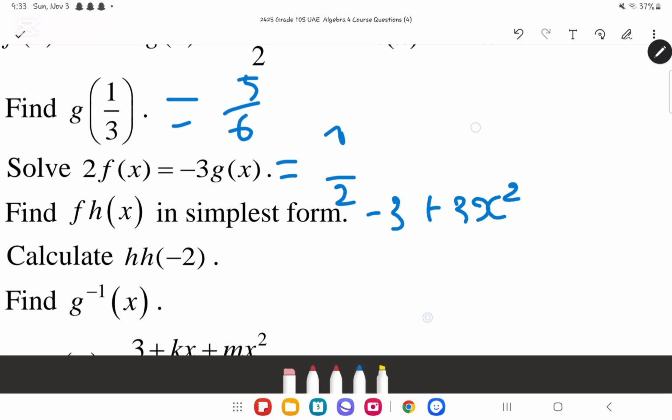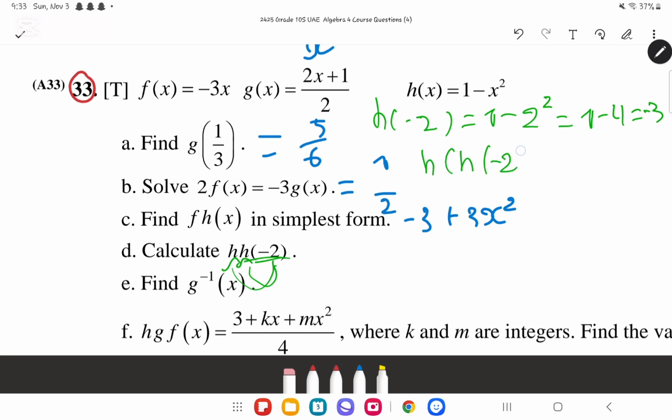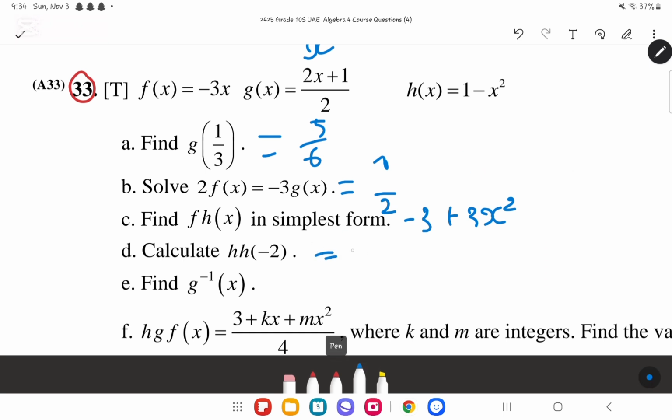Now they need us to find h(h(minus 2)). Very simply what we're going to do, we're going to substitute minus 2 into h, then substitute our answer into h again. So h of minus 2 is 1 minus 2 squared, which is 1 minus 4, which is minus 3. And then h of minus 3 is the same thing, 1 minus, but instead of the x, put minus 3 squared. So then it becomes 1 minus 9, okay, which is then minus 8. So our answer for part C is minus 8.